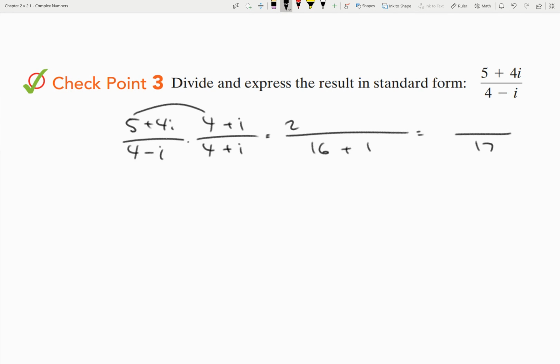The numerator, so we get a 20 plus 5i plus 16i. And then 4i times i is 4i squared, so that's minus 4. So that would be 16 plus 21i. So my answer in standard form is 16 over 17 plus 21 over 17i. Great.